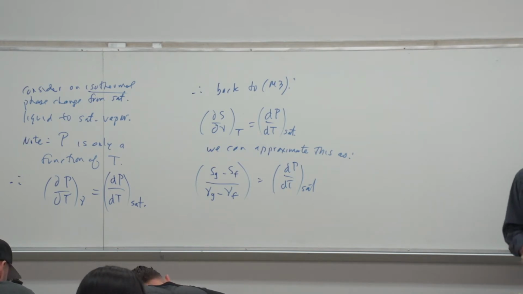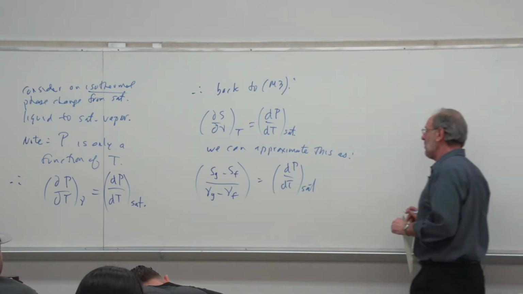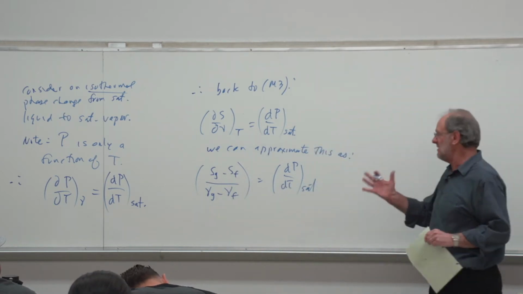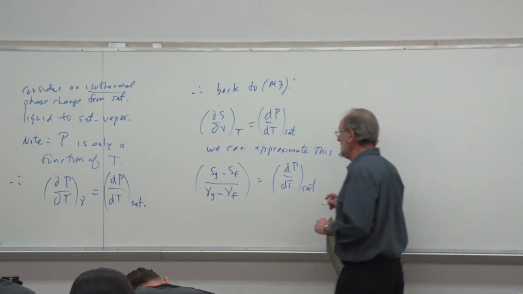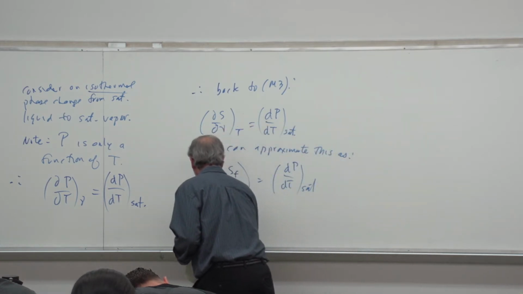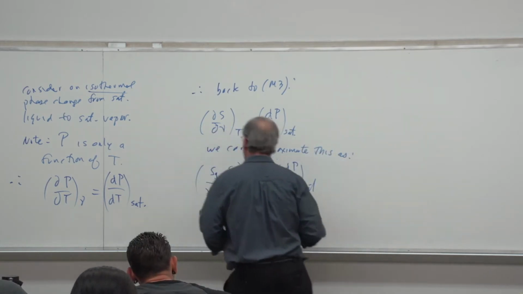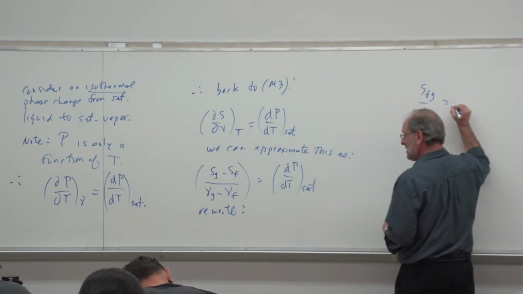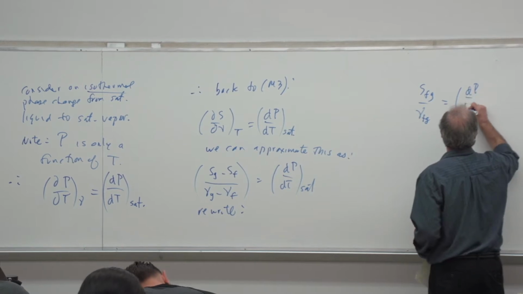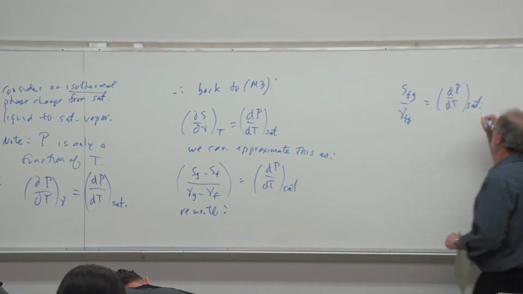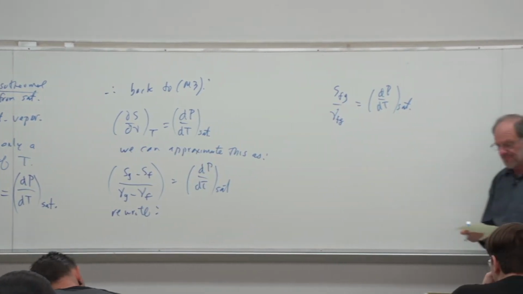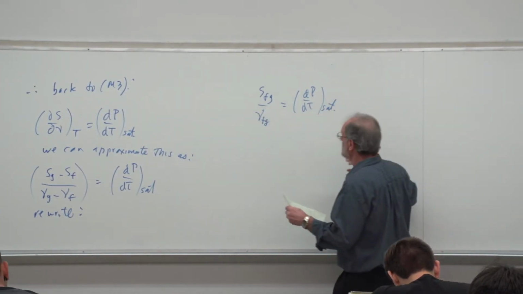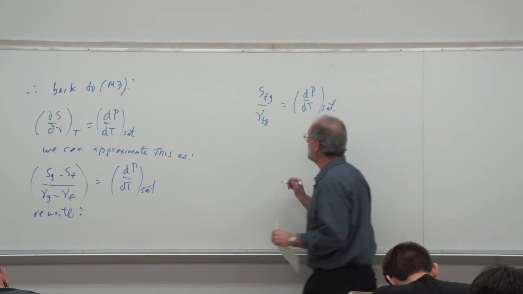And in fact, we can even simplify this. We know that Sg minus Sf is what we call Sfg, and Vg minus Vf is just Vfg. So let's rewrite this, and we get Sfg over Vfg equals dP dT in the saturation region. Okay. Now, the next thing I want to do is just keep this equation in mind. We'll come back to it shortly.